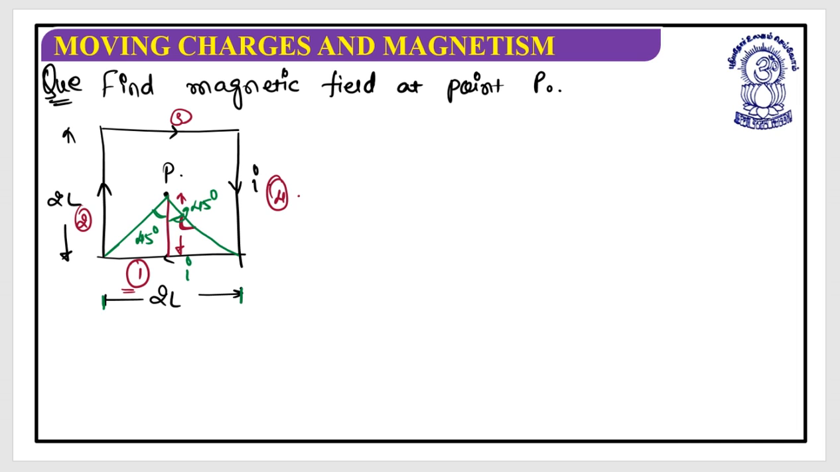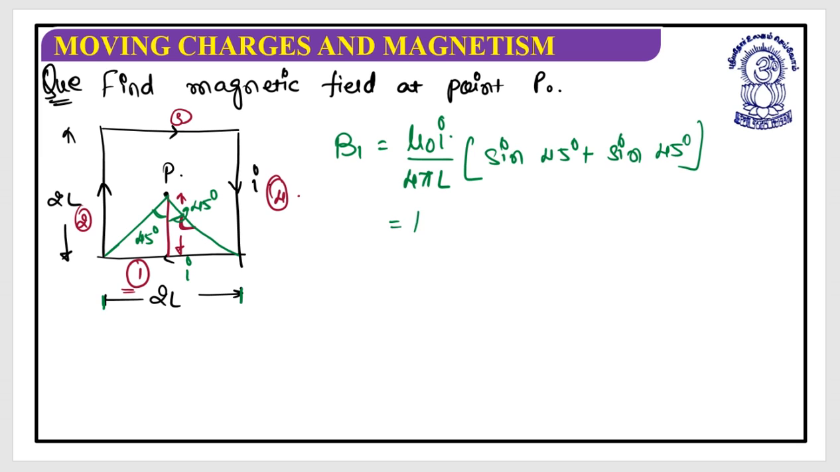So the situation is B1 equals mu naught I divided by 4 pi L into bracket sine 45 degrees plus sine 45 degrees. I hope this is clear. So that should be equal to mu naught I by 4 pi L into sine 45, 1 by root 2, again sine 45, 1 by root 2, this is 2 by root 2. Yes, so keep this.